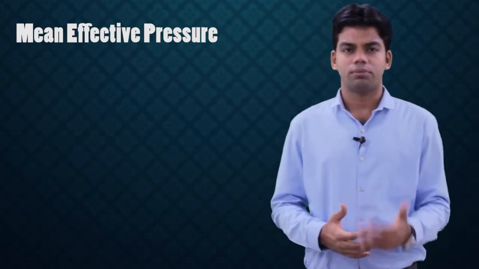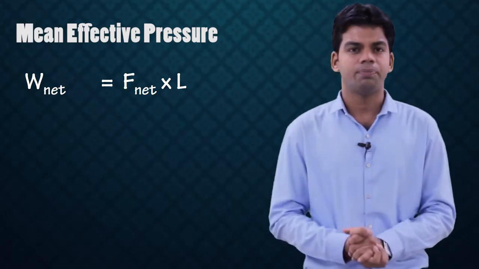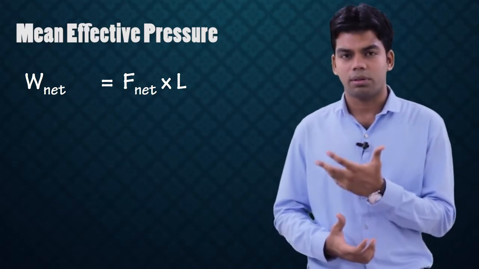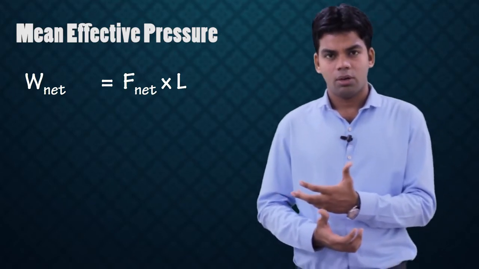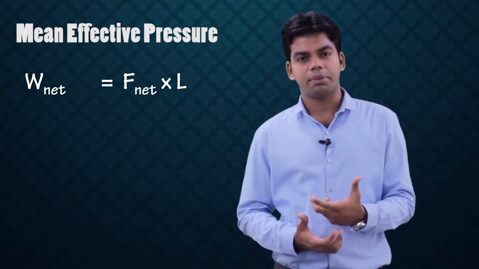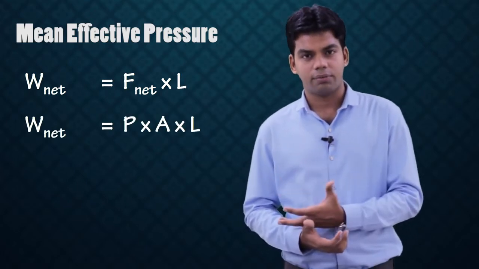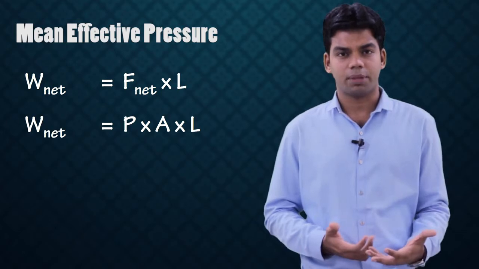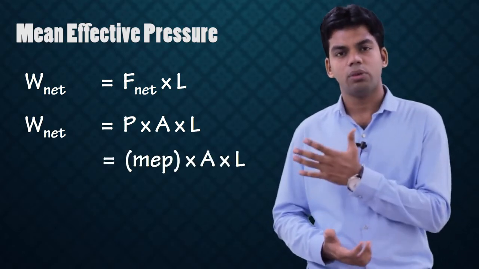As we know, net work done, W net, is nothing but force into the distance travelled. So this will be equal to F net into the distance L, the stroke length L. Now this force can be written as pressure into area. So we will get P into A into L, where P is taken as the mean effective pressure.